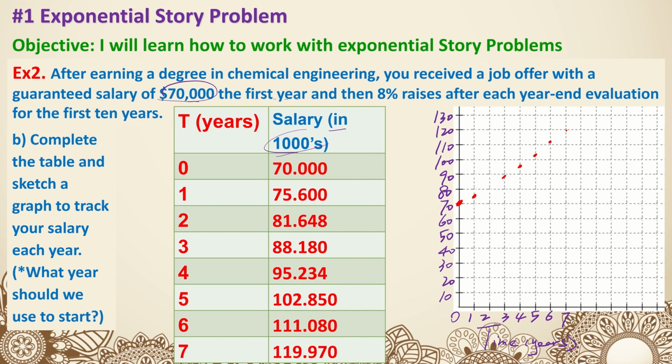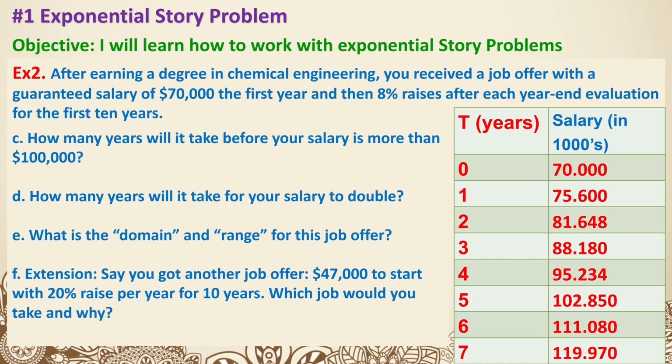So it's going up very slowly, not much at all. Oh, I'm missing one. At 2, it's 81. So there you go. And I can connect them. It's almost like a straight line, but it's actually not. It's exponential, and it's going to grow faster and faster. There you go. Moving on.